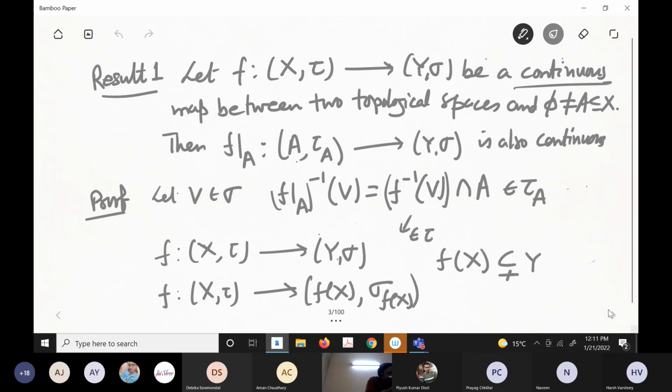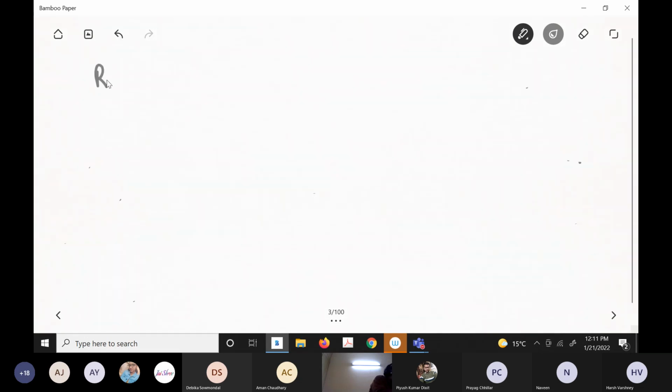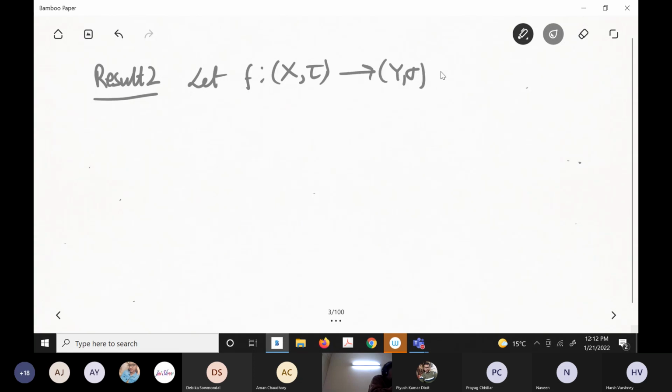Let me write what I am saying. Result 2. Let f from (X, tau) to (Y, sigma) be a map. Which way should I take that? Which way will be more important?